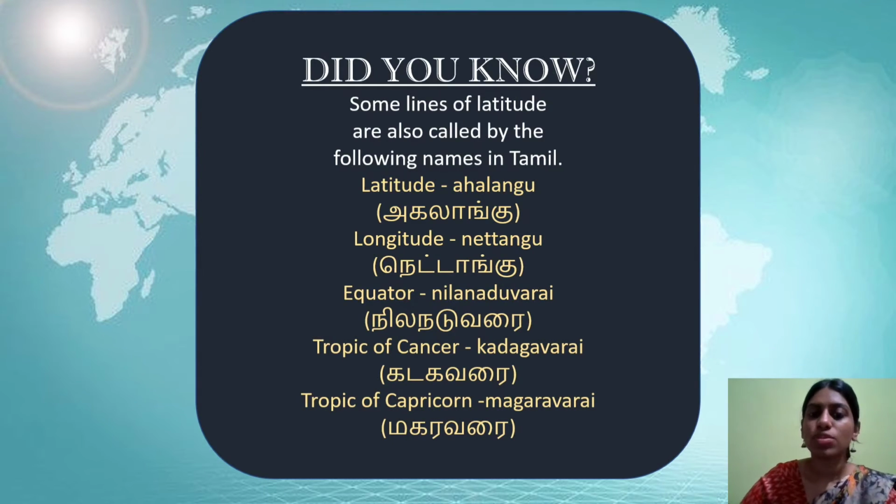So what are the names of the important lines in the globe called in Tamil? We will see that. Latitude is called Agalangu. Longitude is Nettangu. Equator is called Nilanaduvare. Tropic of Cancer is Kadagavare, and Tropic of Capricorn is Magaravare.